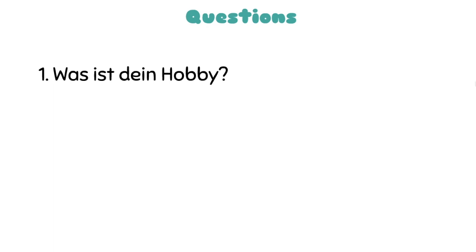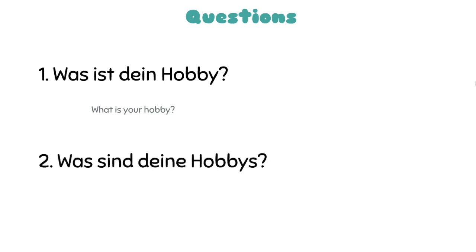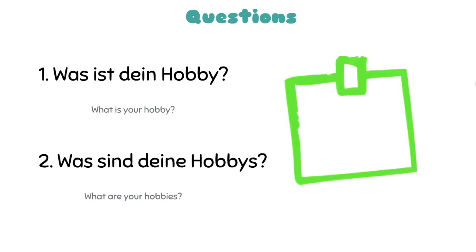Let's start with questions. The first question is, "Was ist dein Hobby?" Which can be translated as, what is your hobby? The second question is, "Was sind deine Hobbys?" What are your hobbies? Here we have the noun das Hobby, or in plural, die Hobbies, which can be translated as hobby or hobbies. Was ist dein Hobby? Was sind deine Hobbys?